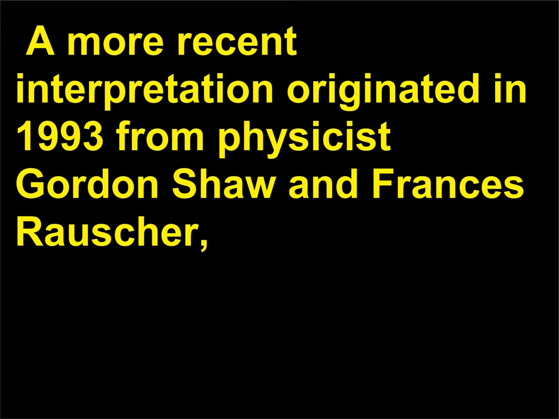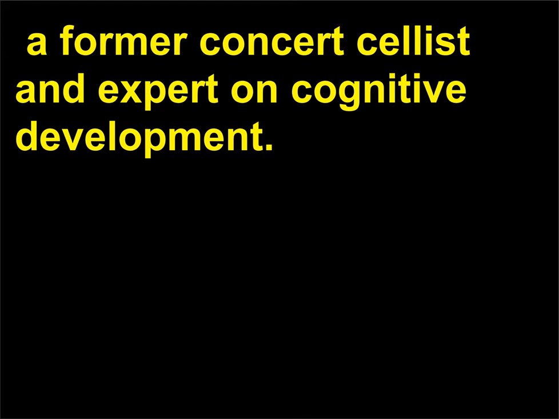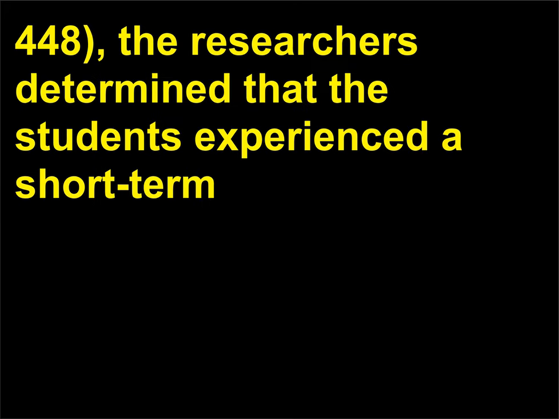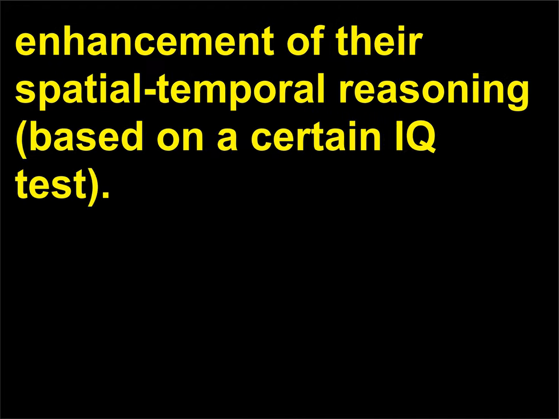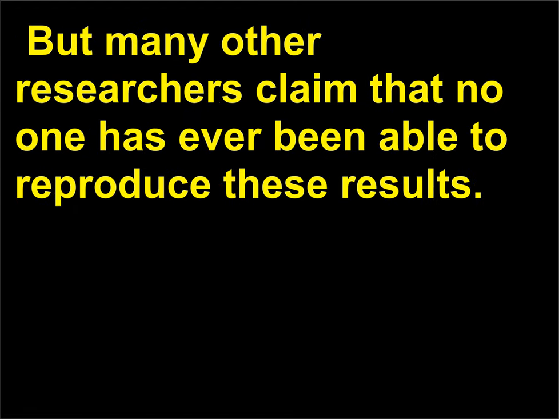A more recent interpretation originated in 1993 from physicist Gordon Shaw and Francis Rauscher, a former concert cellist and expert on cognitive development. After a few dozen students listened to the first 10 minutes of Mozart's Sonata for Two Pianos in D Major, K. 448, the researchers determined that the students experienced a short-term enhancement of their spatial-temporal reasoning, based on a certain IQ test. But many other researchers claim that no one has ever been able to reproduce these results.